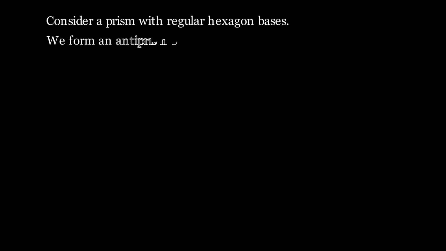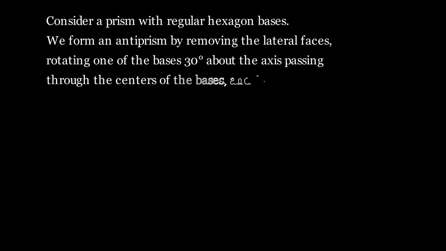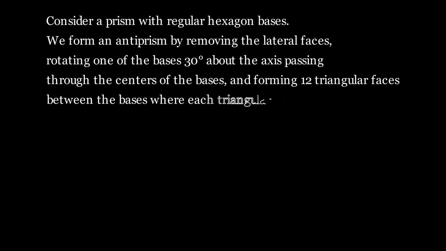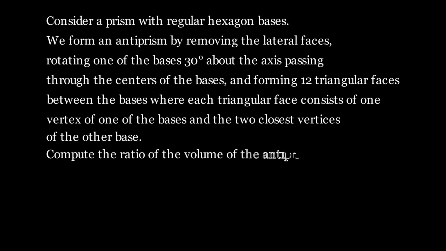We form an antiprism by removing the lateral faces, rotating one of the bases 30 degrees about the axis passing through the centers of the bases, and forming 12 triangular faces between the bases, where each triangular face consists of one vertex of one of the bases and the two closest vertices of the other base. Compute the ratio of the volume of the antiprism to the volume of the original prism.